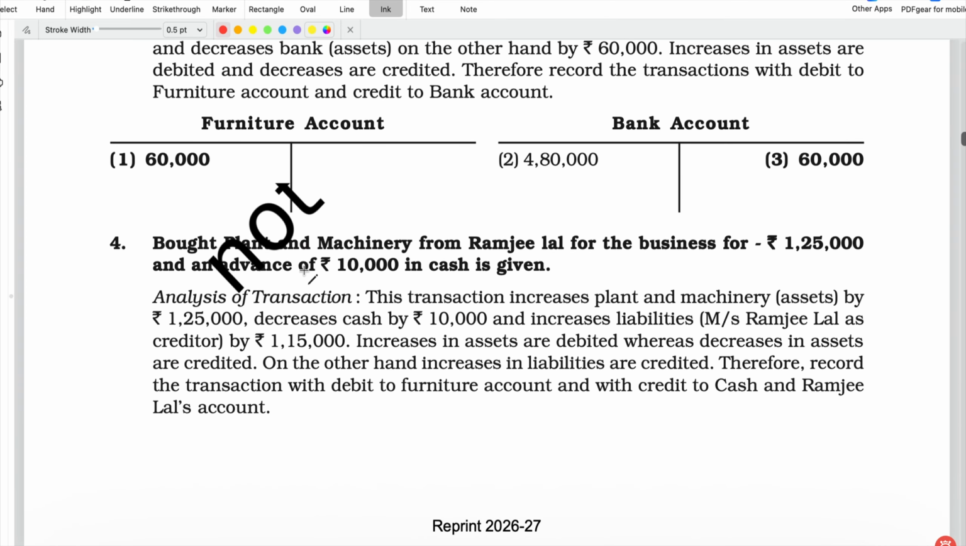Next, transaction number 4. Bought plant and machinery from Rajmi Lal for the business for 1,25,000 and an advance of 10,000 in cash is given. So what is he doing? He is buying an asset for the business, which is plant and machinery, from Rajmi Lal. He is paying 10,000 in cash as an advance, and since the name is given, this is a credit purchase. So the balance 1,15,000 he will be paying later.